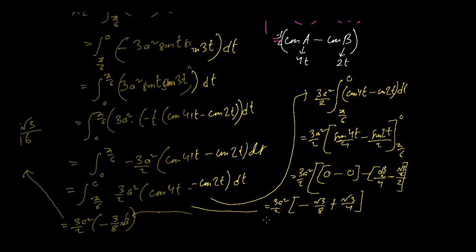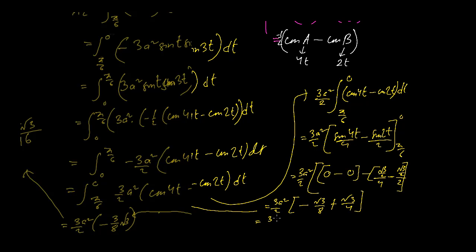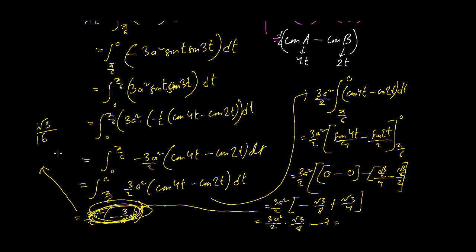That means this would be 1 by 4 minus 1 by 8. So let me bring out the calculator, 1 by 4 minus 1 by 8. This is 1 by 8. So that means 3a square by 2 into root 3 by 8. Okay, because the area cannot be negative here, that's why I was getting concerned about this, because this was coming in negative. So that was the reason.